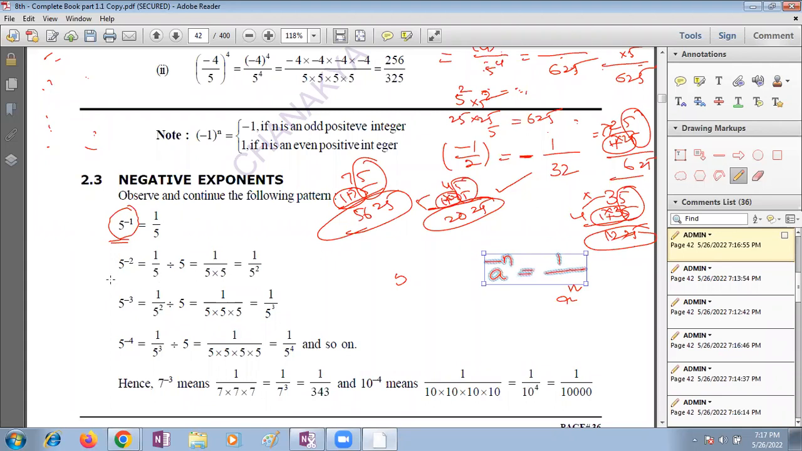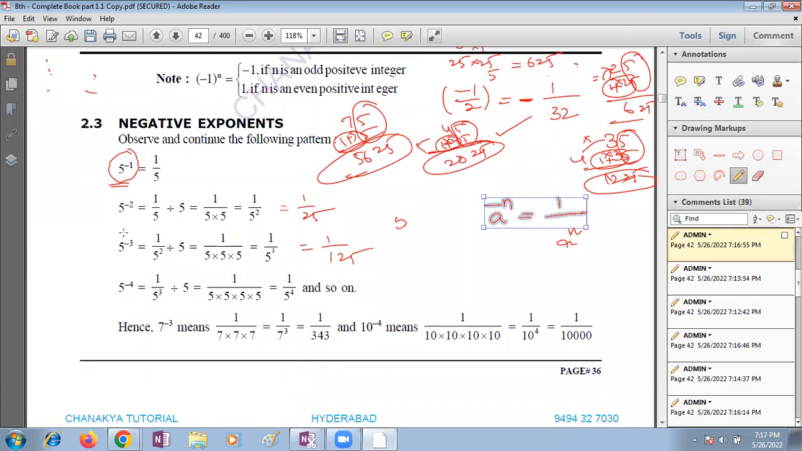Same thing for 5 to the power minus 2: 1 by 5 to the power 2, 1 by 5 square, which means 5 into 5, it's 25, so 1 by 25. Next, 5 to the power minus 3 means 1 by 5 cube, 1 by 125. Like that, any negative exponent a power minus n can be written as 1 by a to the power n.